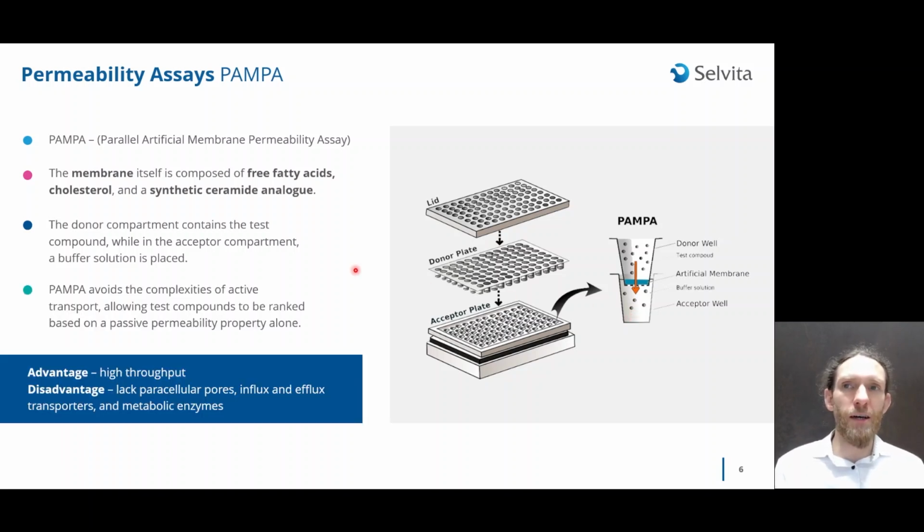PAMPA has the advantage that it avoids complexity of active transport. There are no enzymes, no transporters. So compounds can be ranked purely on passive permeability alone. The advantage is high throughput. It's very simple. We don't need to wait any incubation, any growing of cells. We just order prepared plates and perform the assay.